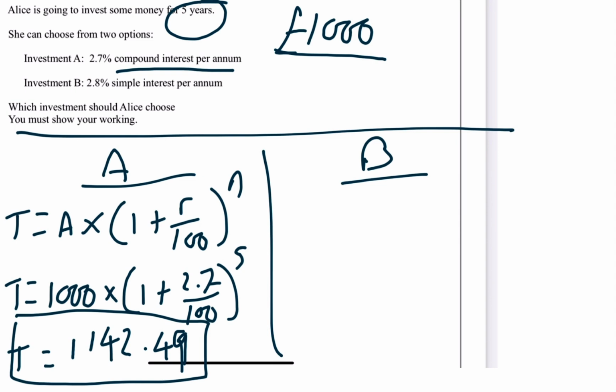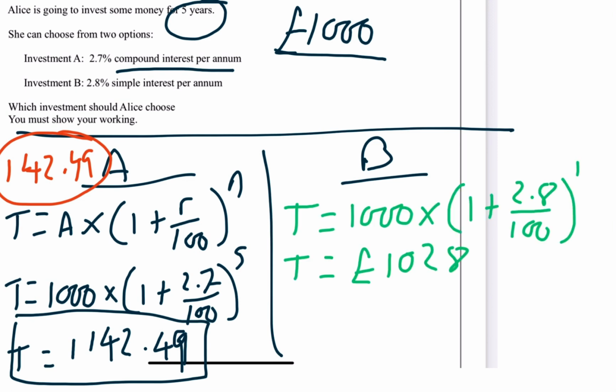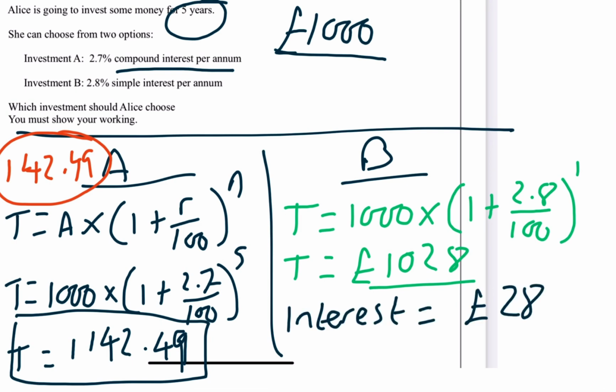£1,142.49. So the interest made is £142.49. Now the rule for simple interest is you never use compound interest. You use the formula, but you only do it for 1 year. When you do it for 1 year, you get an answer of £1,028. Therefore, the interest that's made is £28 for 1 year.